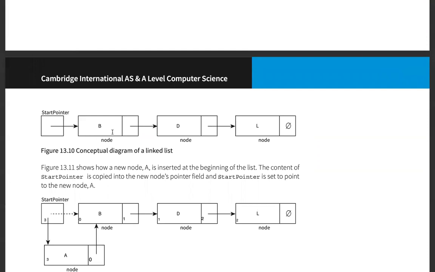So for example, if I'm at this node, this pointer will tell me which node is connected after this node. And this pointer will tell me that after this node, L node is connected. And this pointer will tell me that after this node, nothing is connected. This is known as a null pointer. Start pointer is a variable that tells us which is the first node, and so on and so forth.